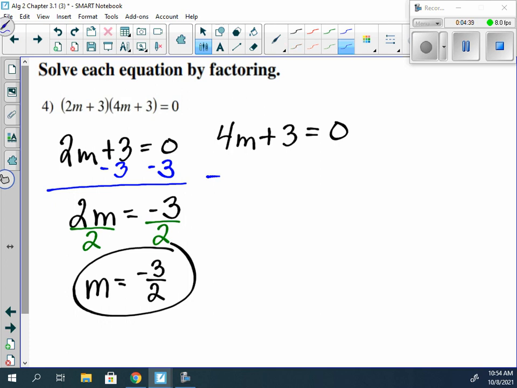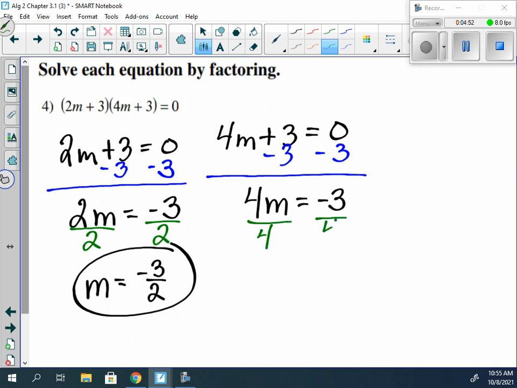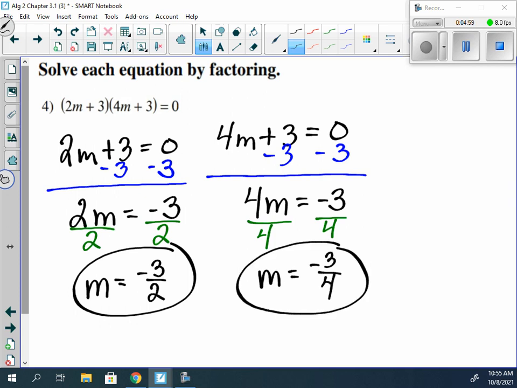Well, we do the same thing to the other side, solving for the value of m. We would subtract 3 from both sides, which tells me 4m is equal to -3. Divide both sides by 4, which tells me m is equal to -3/4. And that's it. Any other questions on this here? All right, let's look at the next one.